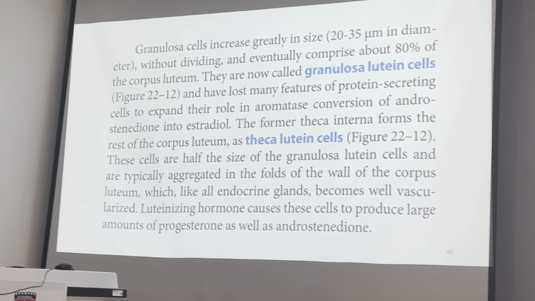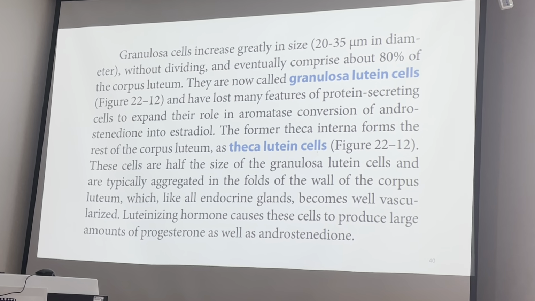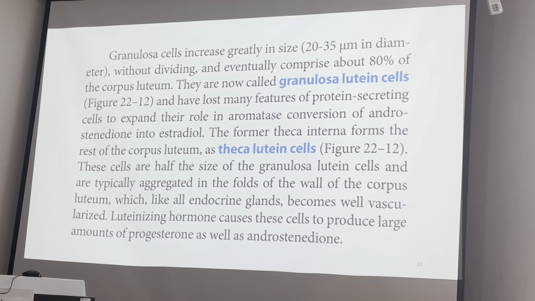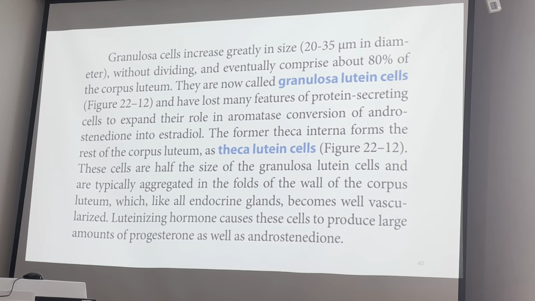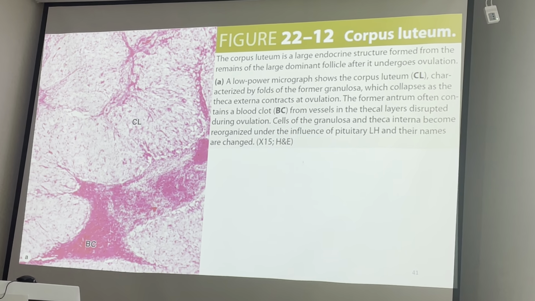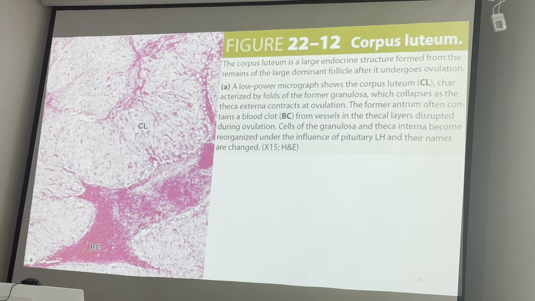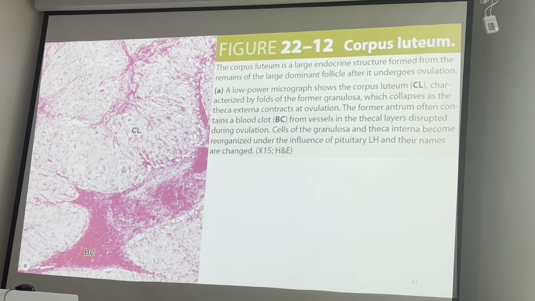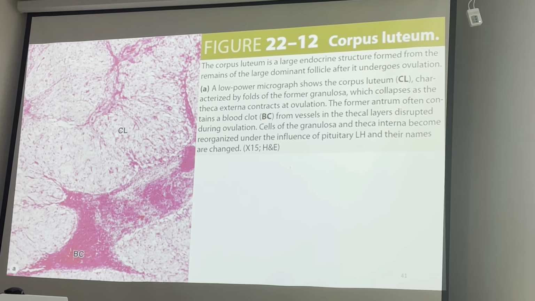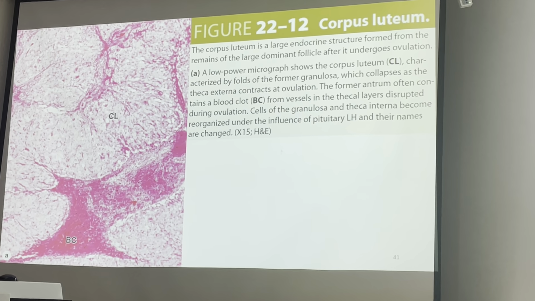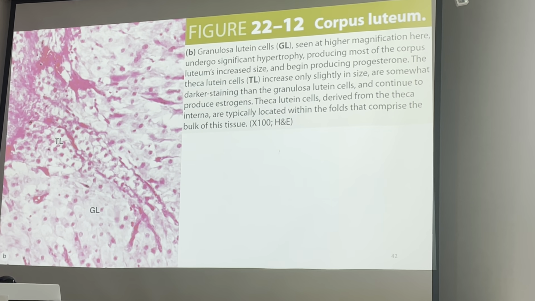We have the corpus luteum. We talked about the corpus luteum. In the corpus luteum, the granulosa cells change into granulosa lutein cells. Theca cells change into theca lutein cells. Here we can see our corpus luteum structure. And here we can see the blood clots present in the inner side of the corpus luteum.